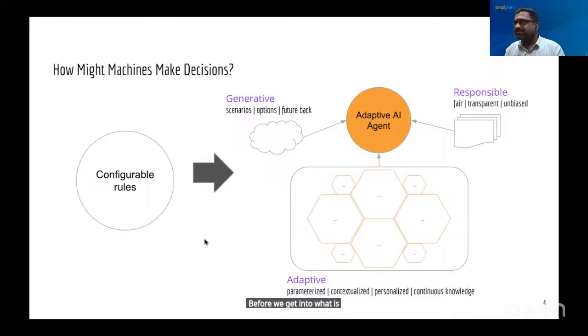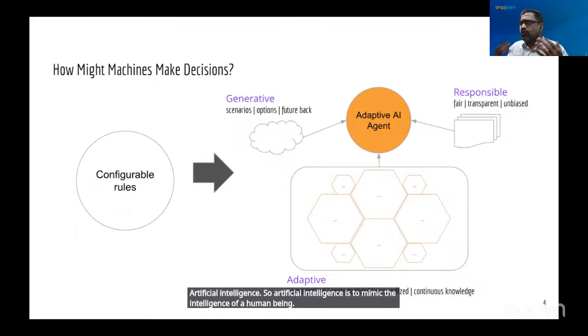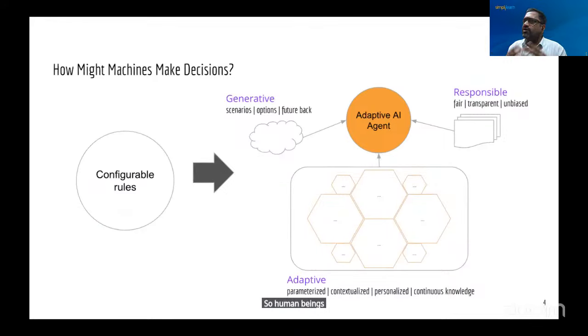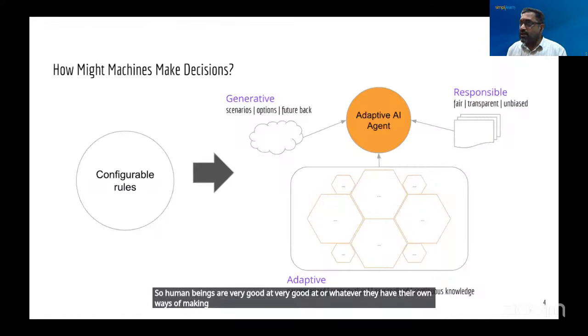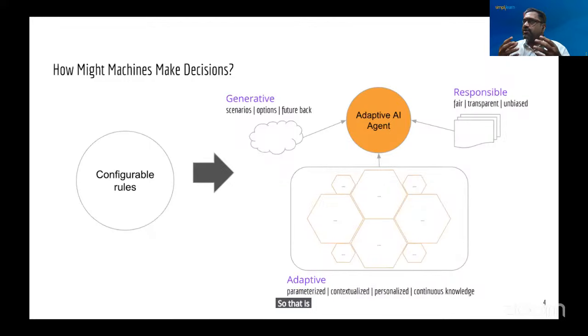So normally what is AI? Artificial intelligence is to mimic the intelligence of a human being. Human beings have their own ways of making decisions. People consider risk. So basically there is a decision that needs to be made and there are several factors that need to be computed or collected or understood. So that is where data comes into the picture.